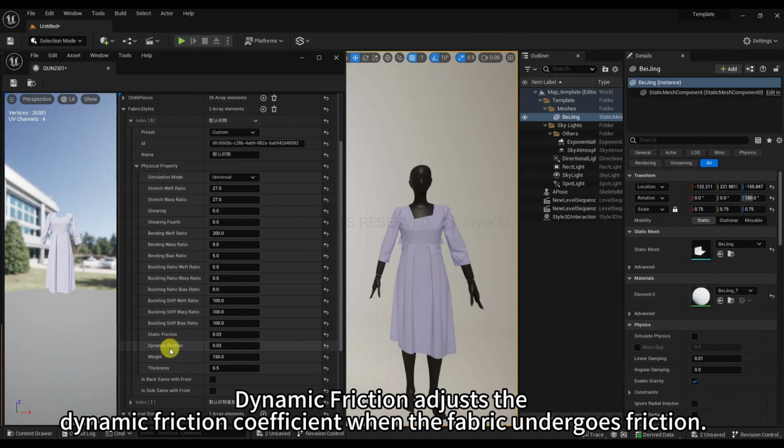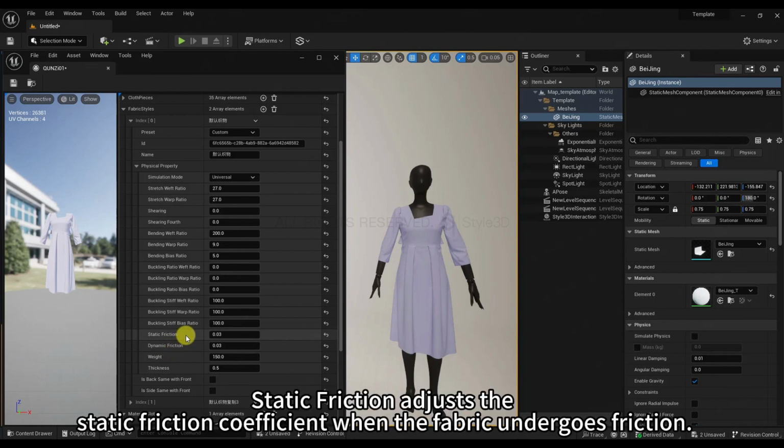Dynamic friction adjusts the dynamic friction coefficient when the fabric undergoes friction. Static friction adjusts the static friction coefficient when the fabric undergoes friction.